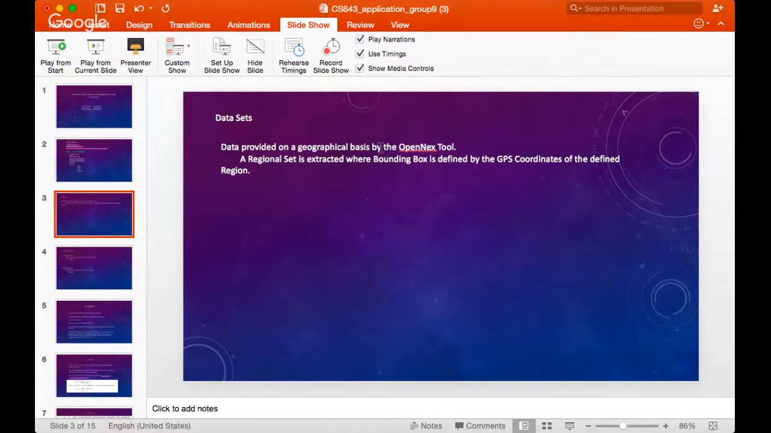To extract the data, we used the OpenNEX tool that allowed us to download the data set. A region set is extracted by selecting a boundary, and the boundary is selected using a bounding box, which is made using the GPS coordinates defined on the region.